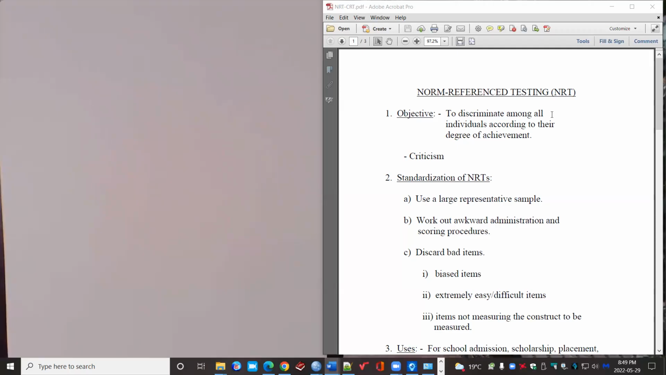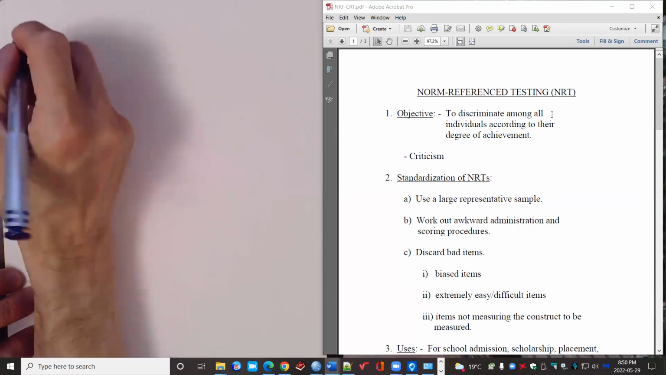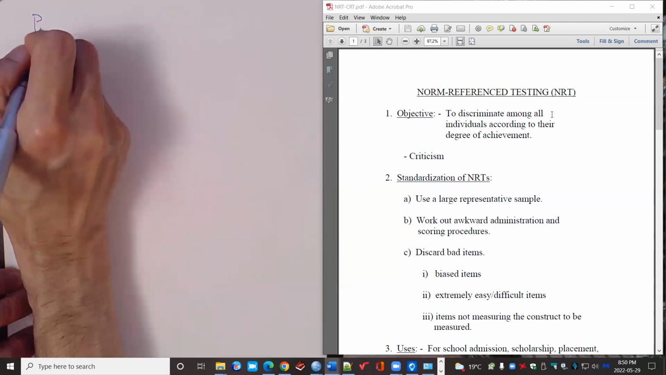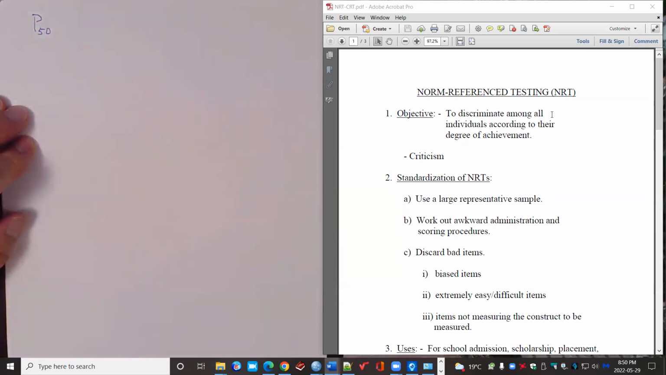Okay, now what is that? The standing of a student's score relative to the norm group is reported, and usually percentile is used to report score. Now, let's take a look at percentile. Let's say a score of P50. What does it mean?